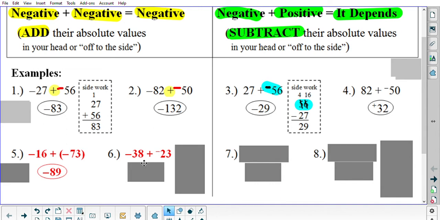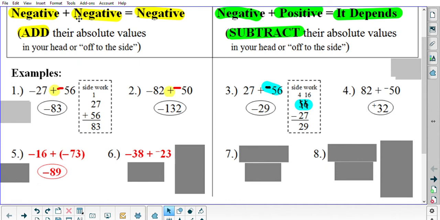Number 6, we have negative 38 plus negative 23. By the way, I can't remember if these original problems were left blank on your copy. If they were, make sure you write the original problems down. I honestly do not remember if they were left blank or if they were already typed up for you. So anyway, what was I saying? Negative 38 plus negative 23. Again, if you want to put that negative 23 in parentheses, you may. Totally up to you. But what do we do?